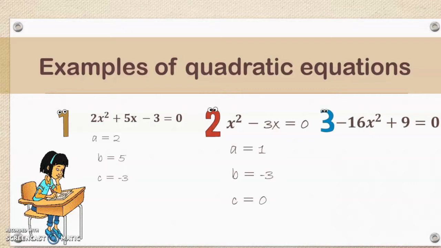Number 3 is negative 16x squared plus 9 equal to 0. The value of a is negative 16. The value of b is 0 because this time the linear term is not present in the equation. And the value of c is equal to 9.